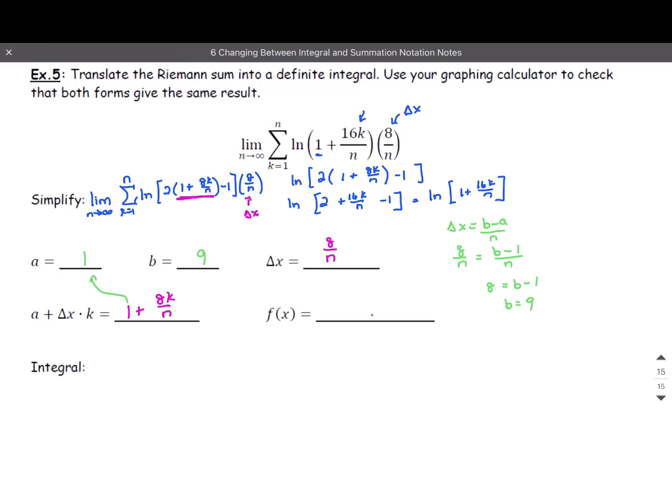So what is our f of x? What did we substitute this into? We have the natural log. Remember, this is our x of k. So we have the natural log of 2 times x minus 1. So f of x is the natural log of 2 times x minus 1. Now we're ready for our integral. It's the integral from a to b, so the integral from 1 to 9 of our function, the natural log of 2x minus 1, and the delta x becomes our dx.